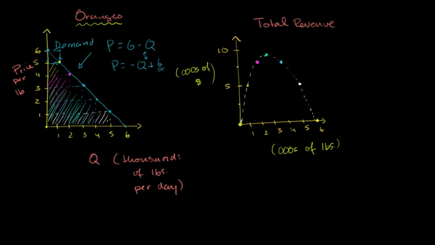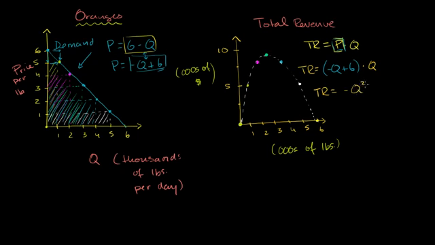What is total revenue? Well, total revenue is equal to price times quantity. But we can write price as a function of quantity. We did it just now. This is what it is. So we can rewrite the price part as negative q plus 6, times quantity. And this is equal to total revenue. And then if you multiply this out, you get total revenue is equal to q times negative q, negative q squared, plus 6q.